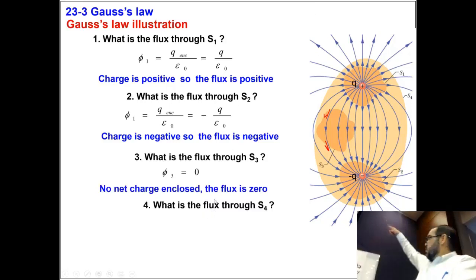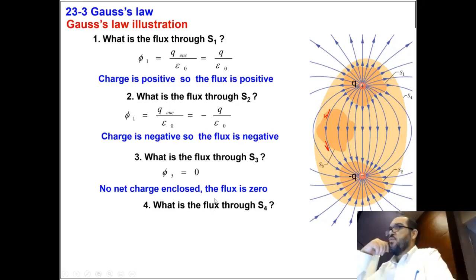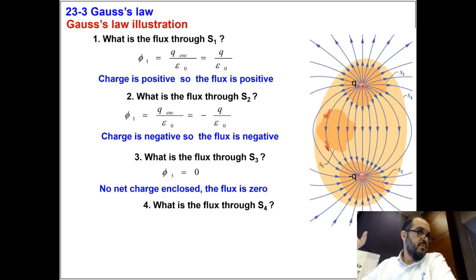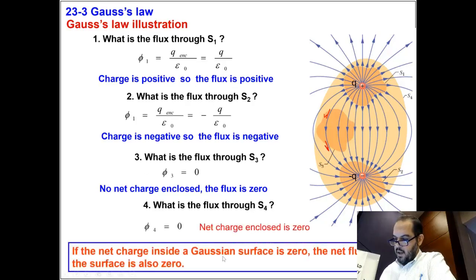Last question. What is the flux through S4? S4 is the total surface here. What is the flux through S4? 0. Why? Because the charge enclosed is Q and minus Q. Q minus Q is 0, so the flux is 0. So if I give you any drawing and put the charges, you should easily find the charge enclosed divided by epsilon 0, and you get the flux. So the net charge inside the Gaussian surface is 0. If the net charge inside the Gaussian surface is 0, the net flux through the surface is also 0.